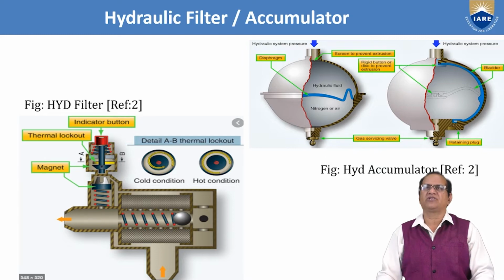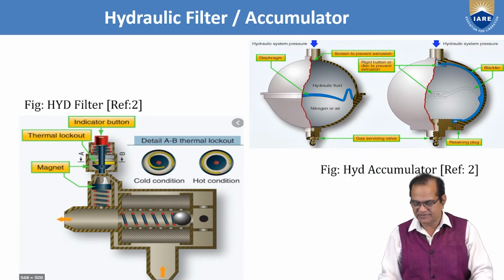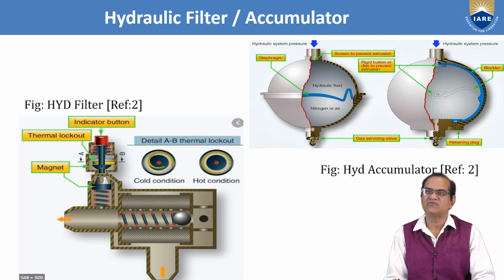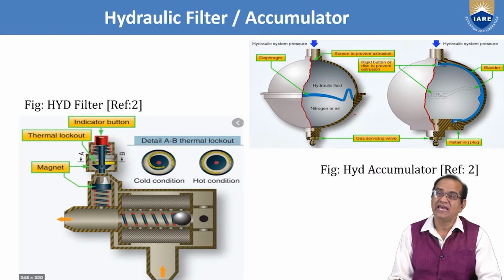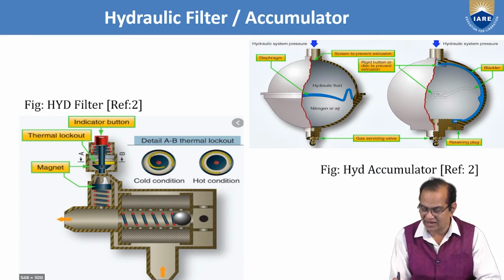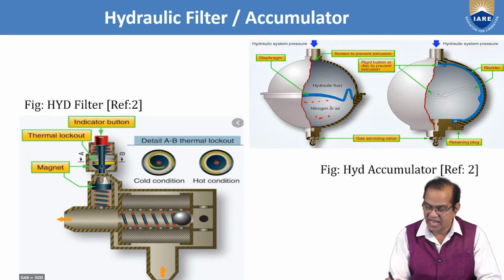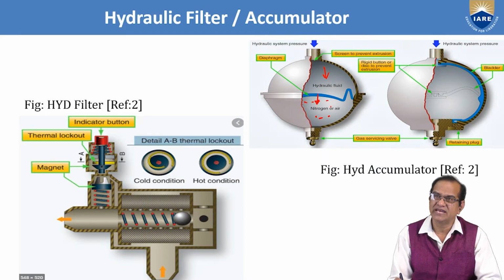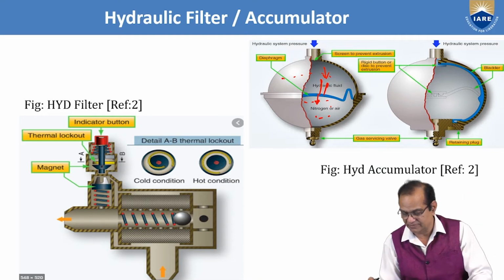Now I will discuss accumulators and filters. So accumulators are devices which absorb the energy when the energy in the system is more than required. So here, if you can see, we have nitrogen or air we are filling here, and the other side is filled with the hydraulic fluid. So if the pressure of this is high, this will be compressed and here it will be stored. As and when the pressure of this hydraulic fluid is less, this will press here and the pressure will be maintained, and the remaining fluid will be used for emergency operation of the system.